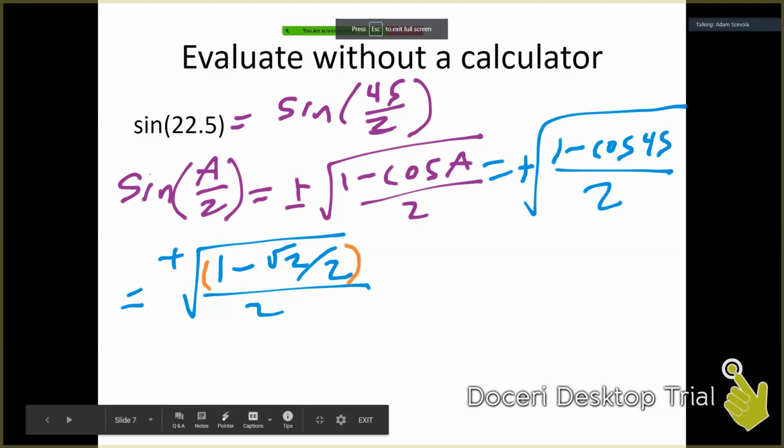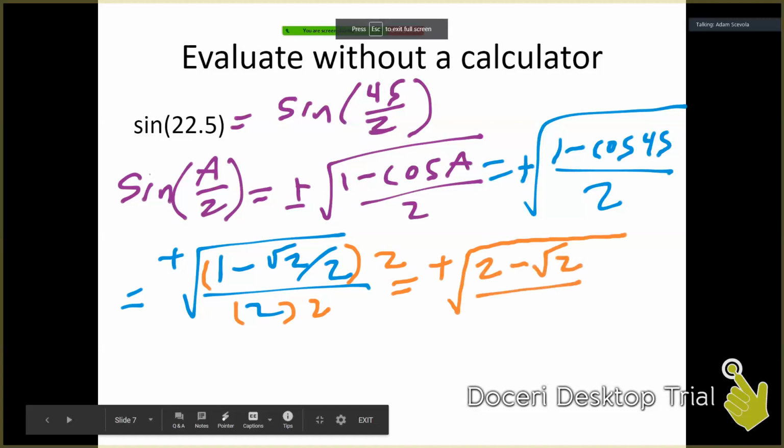So we can multiply by a form of 1. Very good. Someone put it in the chat. All right, so we can multiply the numerator and denominator by 2. That doesn't change anything. It's still the same value because it's a form of 1. So we get plus the square root of 2 minus root 2 over 4. And then that over 4 part, we can reduce because the square root of 4 is 2.